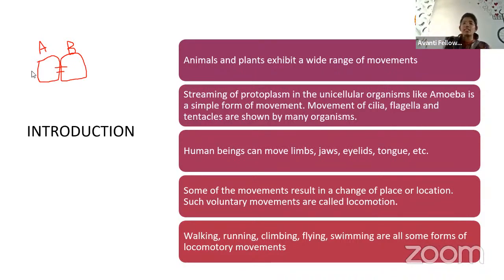As I said already, there is streaming of protoplasm in unicellular organisms also. If there is only one unicellular organism, what is going to happen? The protoplasm, meaning the matrix present inside the cell, will be moving inside it. So this is also considered a movement. Okay, let us talk about some amoeba, paramecium, euglena. All these are microorganisms, right?